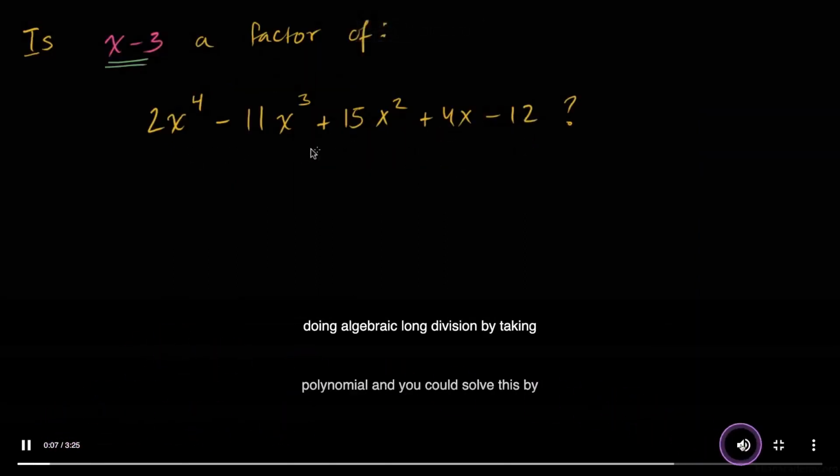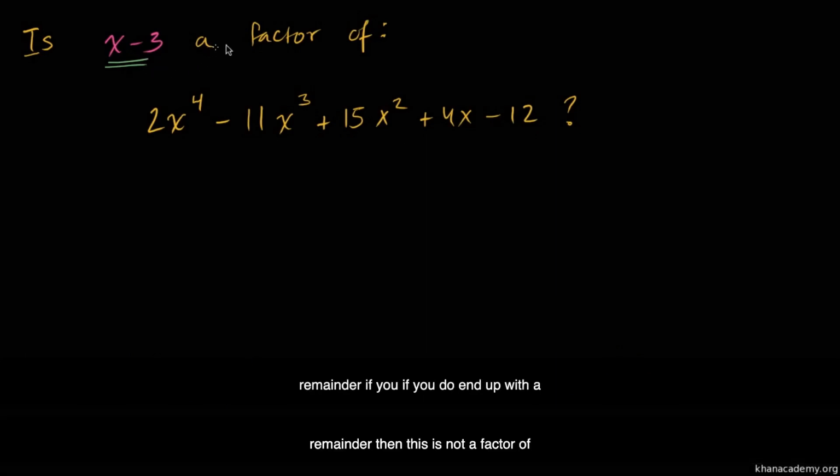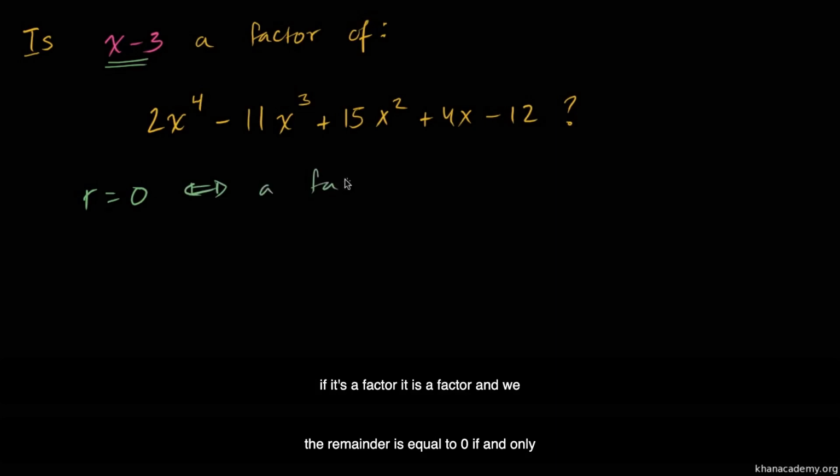And you could solve this by doing algebraic long division, by taking all of this and dividing it by x minus 3 and figuring out if you have a remainder. If you do end up with a remainder, then this is not a factor of this. But if you don't have a remainder, then that means that this divides fully into this without a remainder, which means it is a factor. So the remainder is equal to 0 if and only if it is a factor.